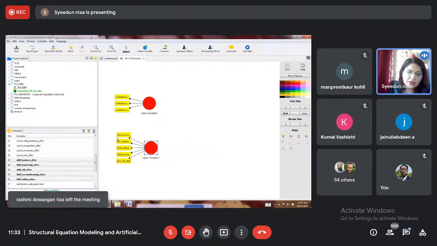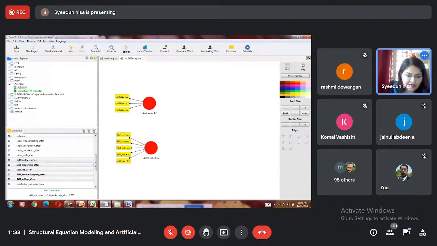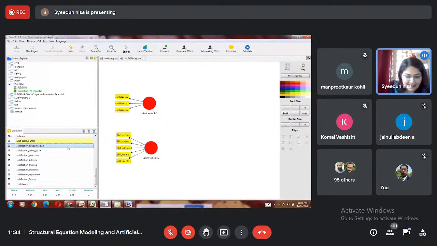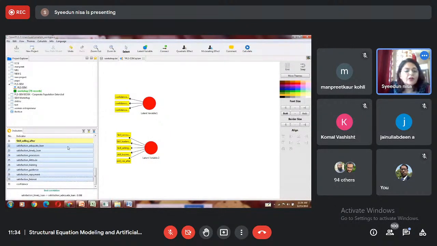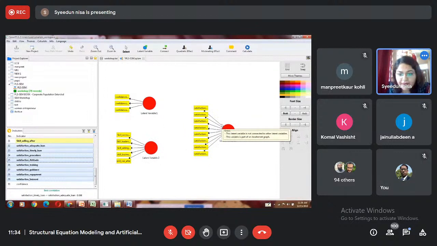And I want to see with the increase in confidence and with the skill, whether there is increase in overall satisfaction or not. So what I'll do, I'll now again select satisfaction. I will select all the items which are under satisfaction and I'll drag and drop them here. Okay.